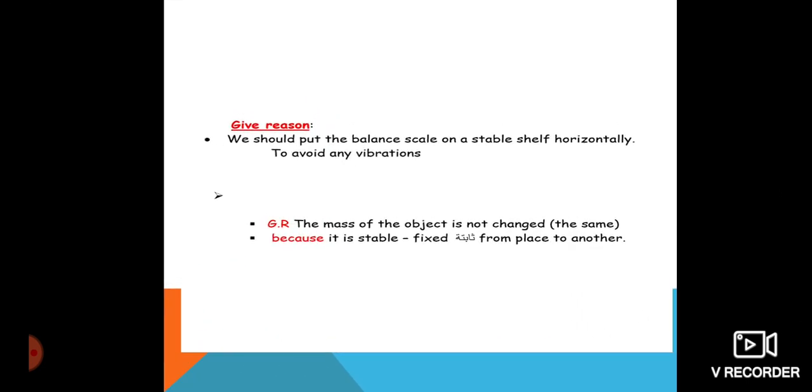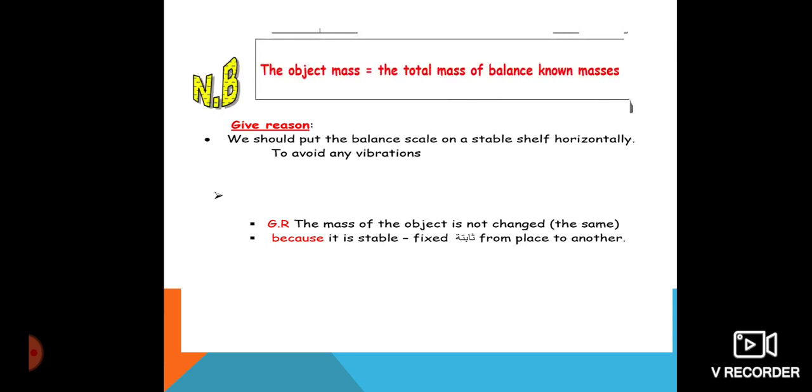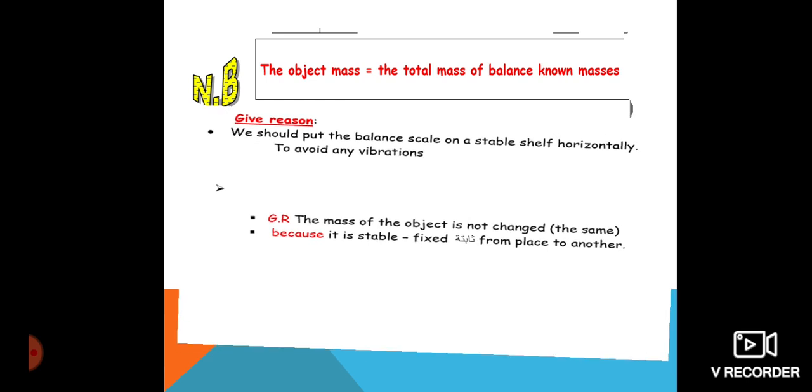Give reason. We should put the balance scale on a stable shelf horizontally to avoid any vibrations. Give reason. The mass of the object is not changed, because it is stable and fixed from place to another. The object mass equals the total mass of balanced known masses.